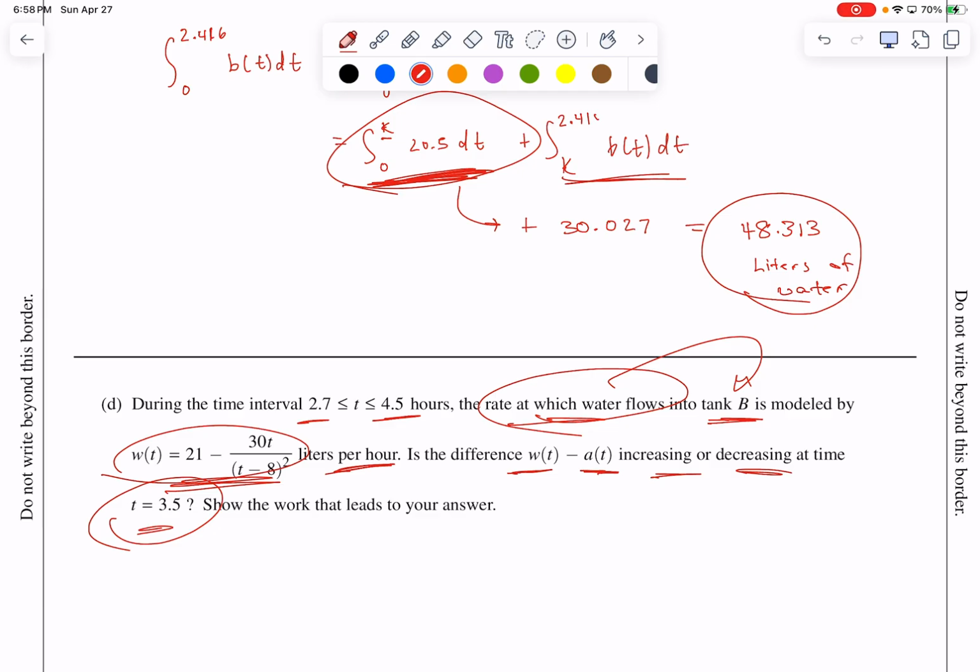I want to know, is the difference between little w of t and a of t? I didn't say the originals. I said, is the difference between little w of t and little a of t increasing or decreasing? So you got to drop this down one derivative at 3.5. So all you got to do is w prime of 3.5 minus a prime of 3.5. Do you have them typed into your calculator? Can you not just go math 8, y2 of 3.5?